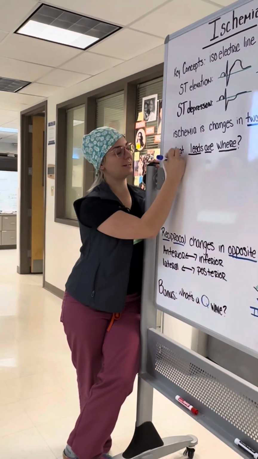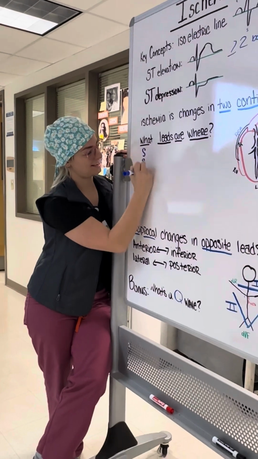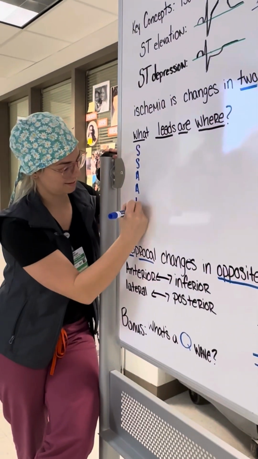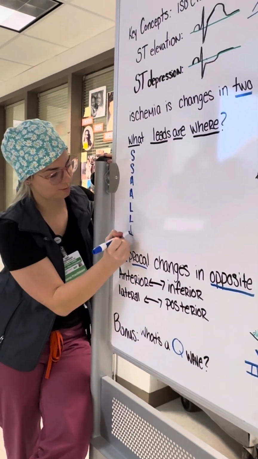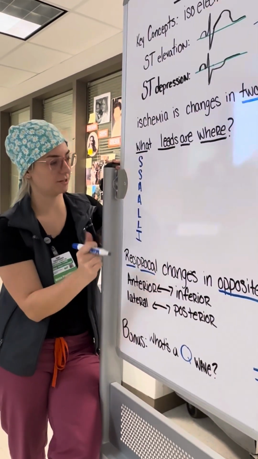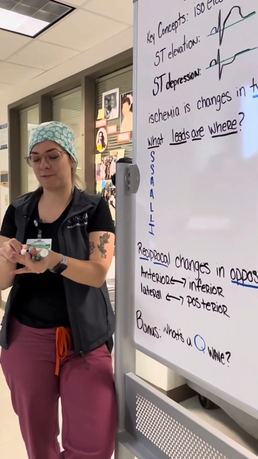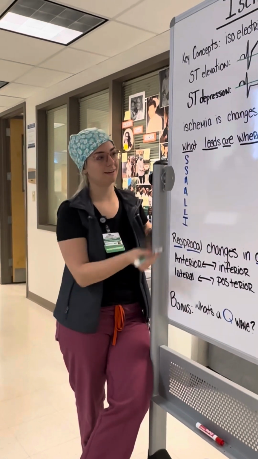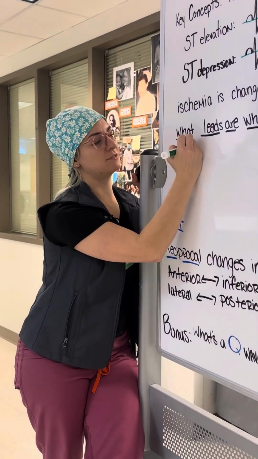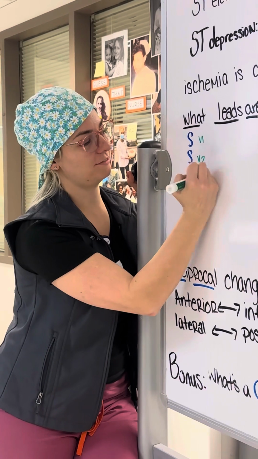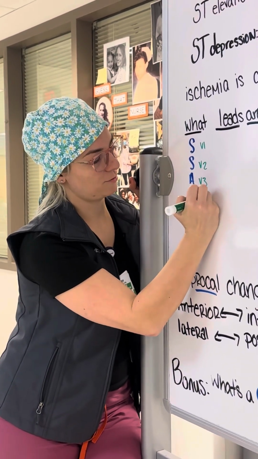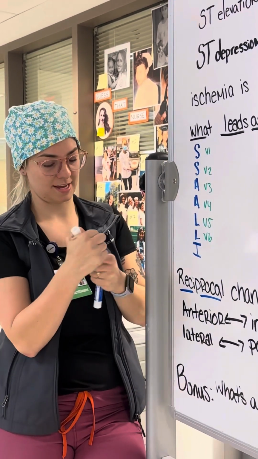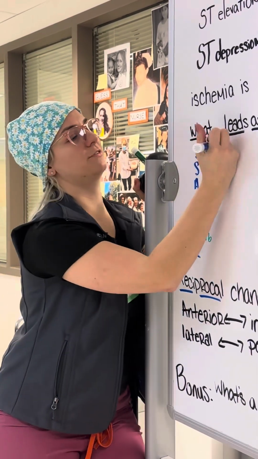What I do is I write down S, S, A, A, L, L, I, I. We spell it that way, and then you just march down your V leads, and this is why this is so good. You don't have to really remember anything besides the word Sally. If I march down my V leads, it's V1, V2, V3, V4, V5, V6.